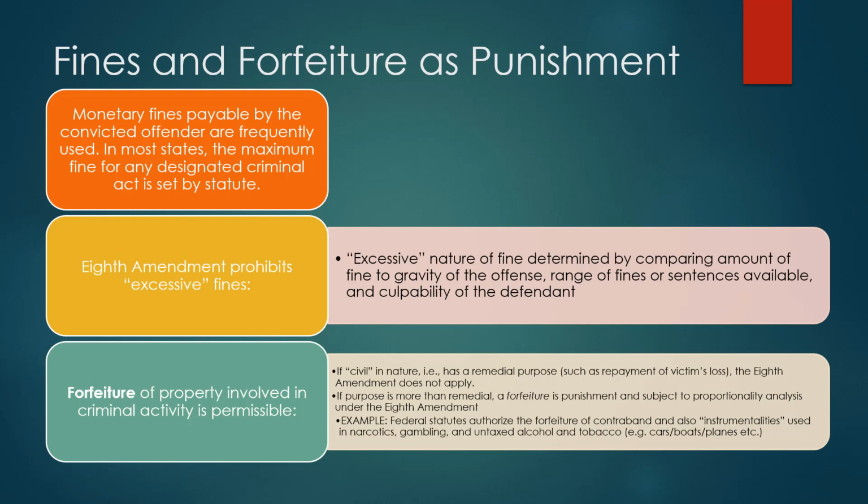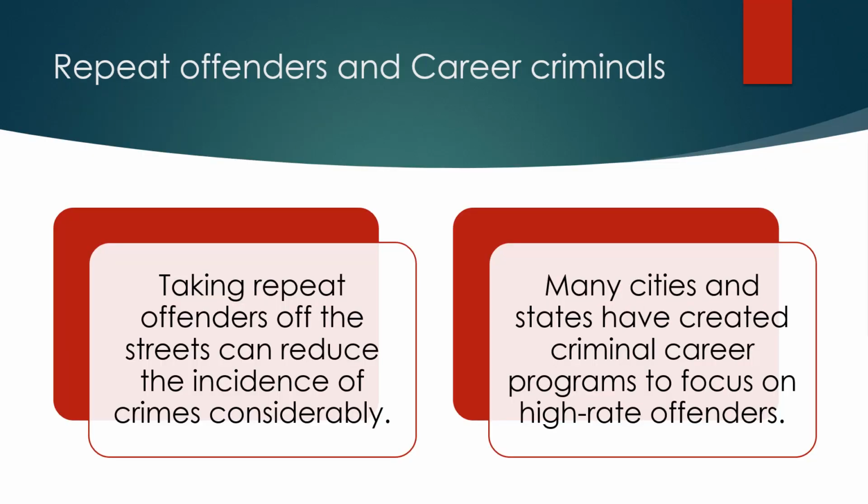All right, let's talk about repeat offenders. One of the things people like to think is that you can lower crime by, when you catch someone the second or the third time for a crime, not letting them out. The rationale, and sometimes it works for certain crimes, not all crimes, is that taking repeat offenders off the streets can reduce the incidence of crimes.